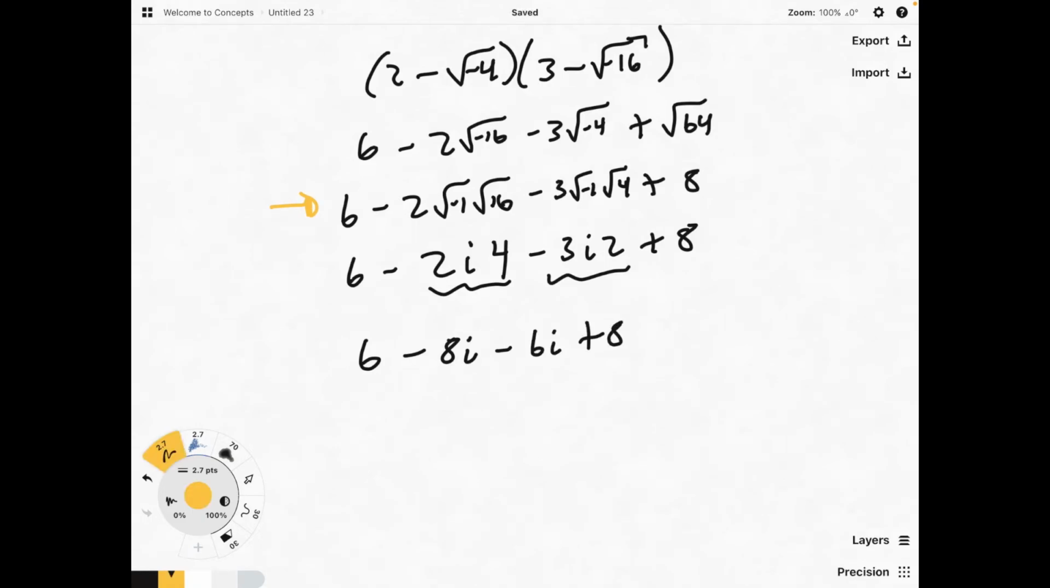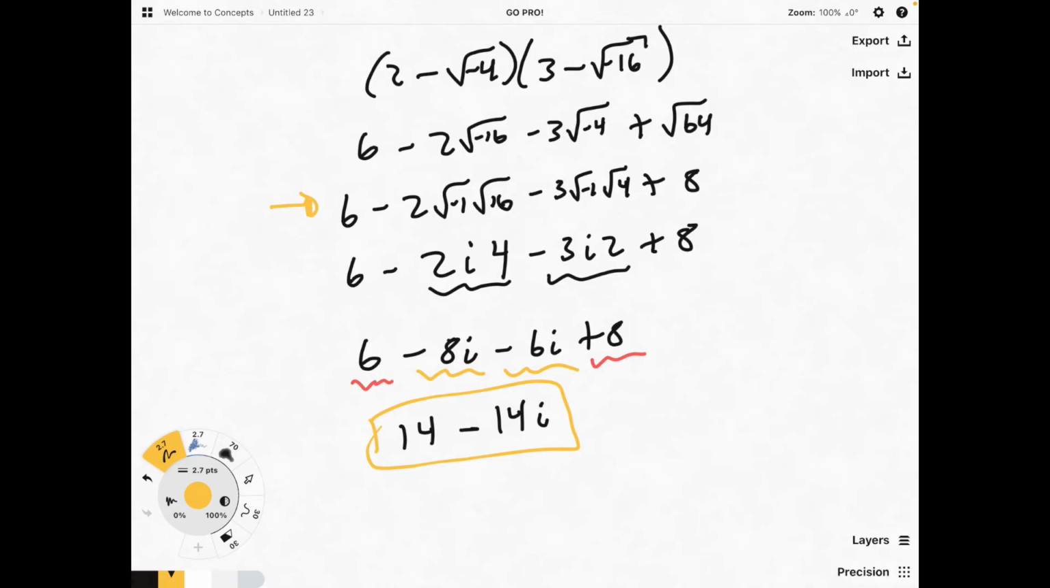All we need to do is combine like terms. So we have this term and this term. Similarly, we have this term and this term. After we combine terms, we get 6 plus 8, which is 14, minus 8 minus 6, which is -14i. And this is our final answer.